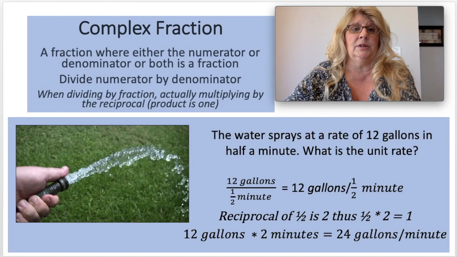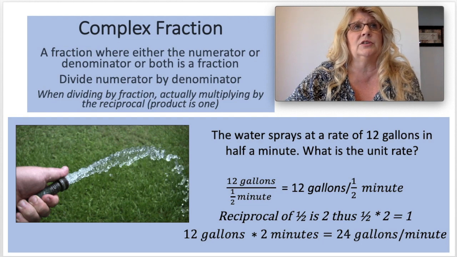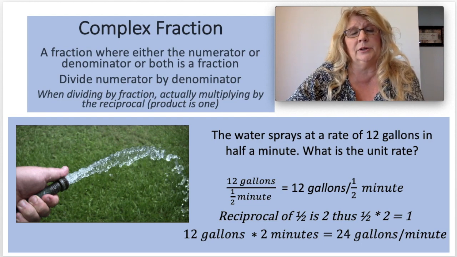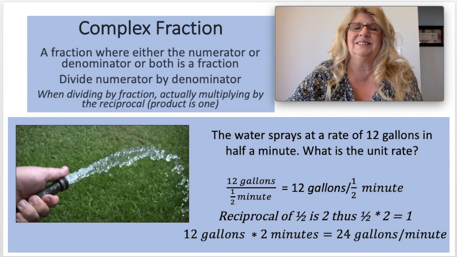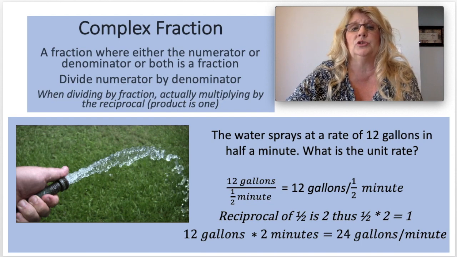Then we have a complex fraction. In a complex fraction, either the numerator or the denominator is a fraction. And then we have a little trick we have to remember. It's not really a trick. It's what you learned when you learned to divide by fractions. You just have to remember that. So the water hose is spraying out at 12 gallons in half a minute. What is the unit rate? So how much is it spraying in 1 minute?